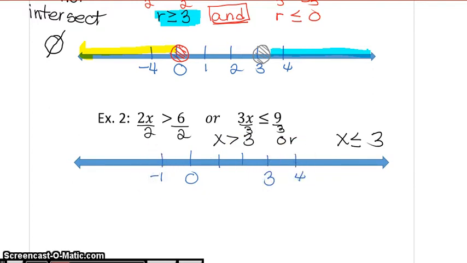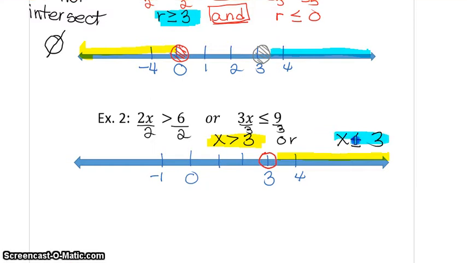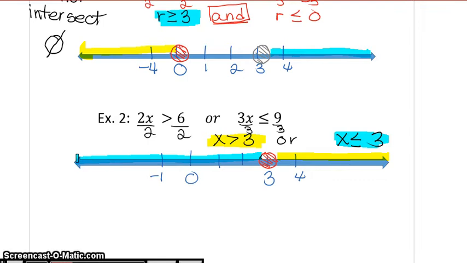All right, so here's the first one. x is greater than 3. Open at 3. And then greater than would be to the right. The next, less than or equal to 3. So we are shaded in at 3. And then graphing to the left, because it is less than. Because it is or, we are really looking at one or the other.